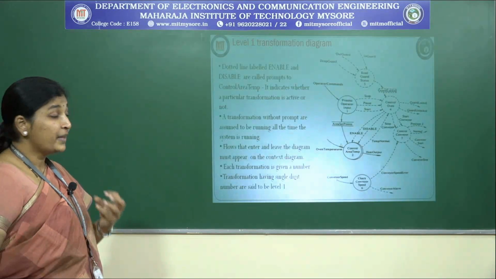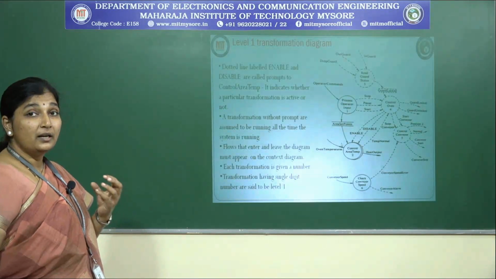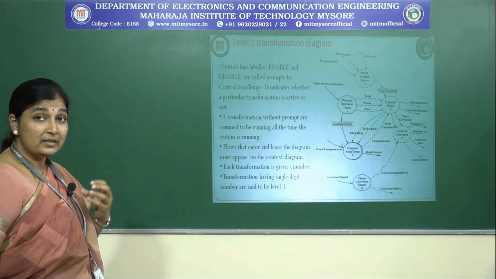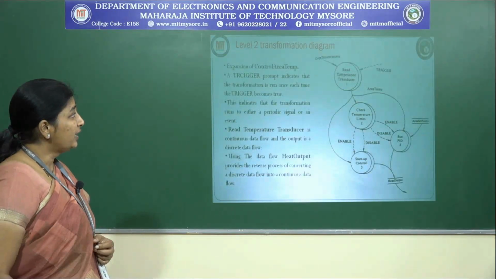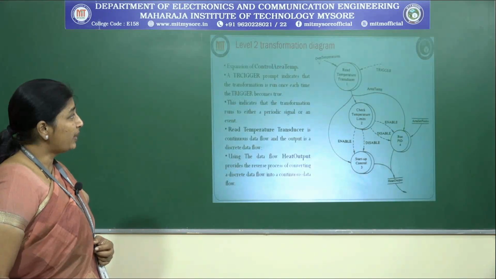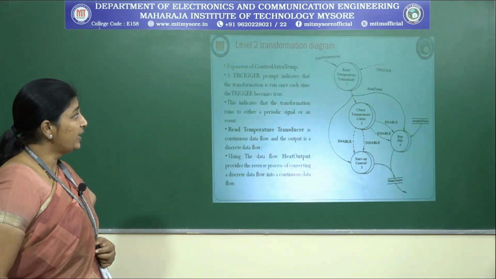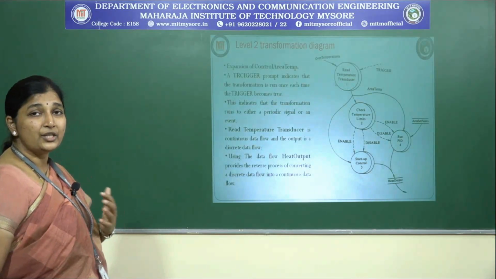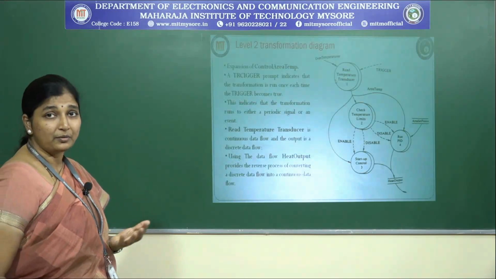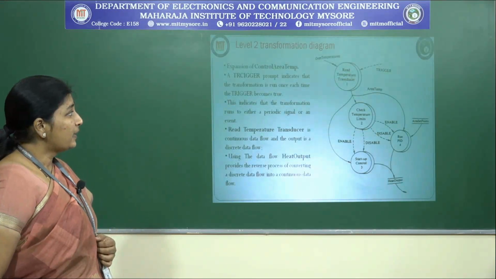Now I have to understand what is happening, what is the function that is being described inside a control area temp. So if you just see here, control area temp, you have oven temperature. In that you have what is called a read temperature transducer. A transducer, we know, changes one form of energy to another form of energy, correct?